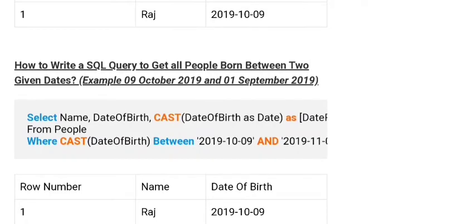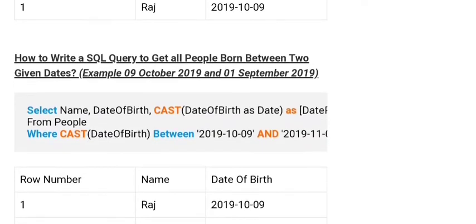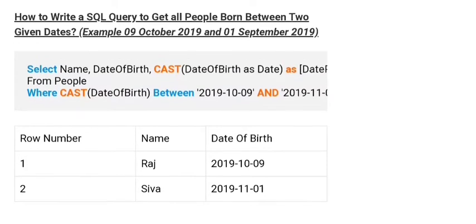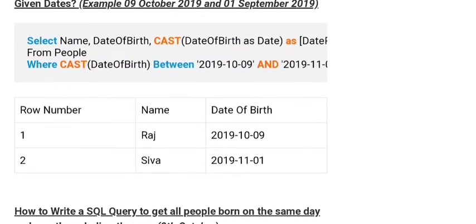In the where clause we are going to use the between operator with two different dates, right? So we are going to use the first date and between the second date. Here also we are using the cast function to convert timestamp to the date format. So we have two records we have displayed here.